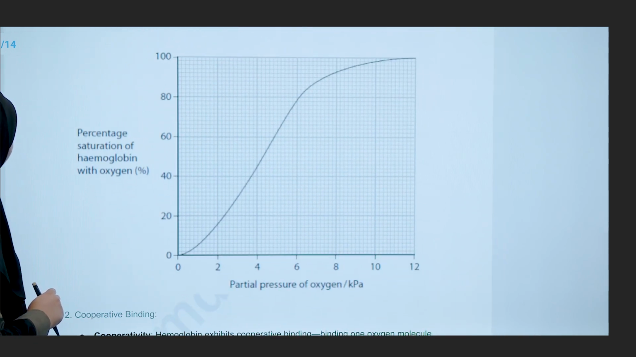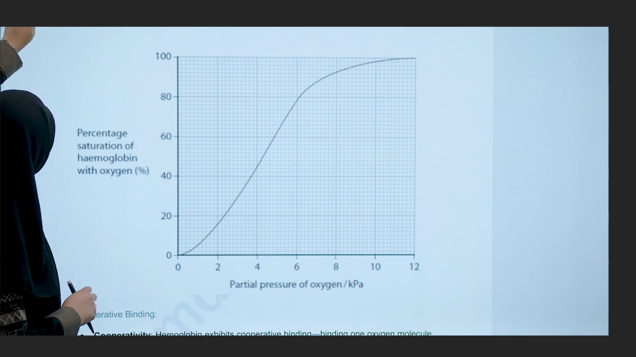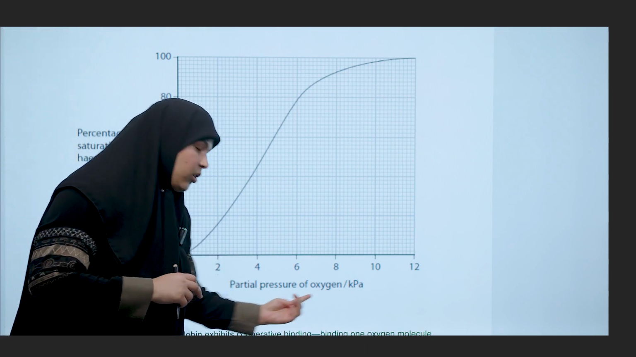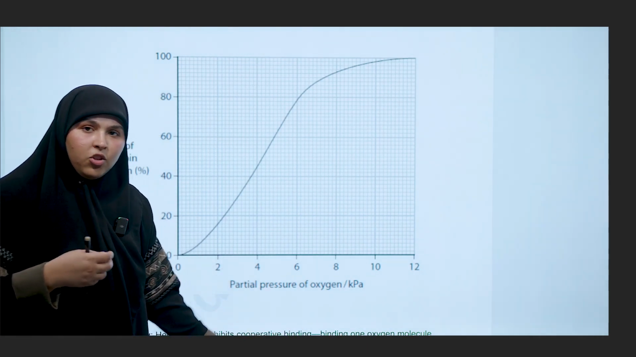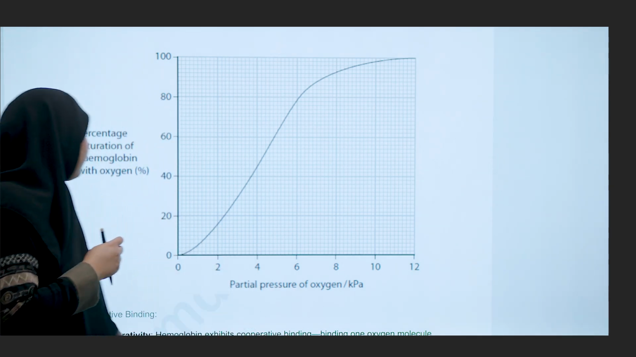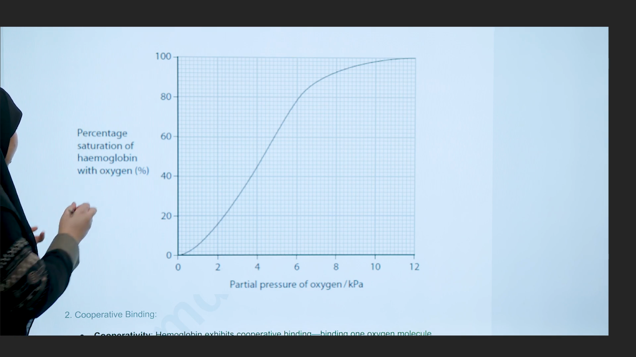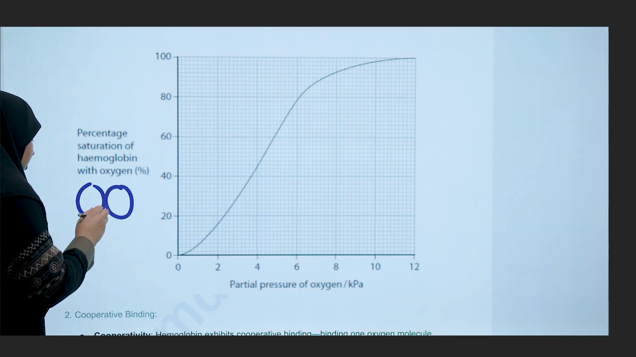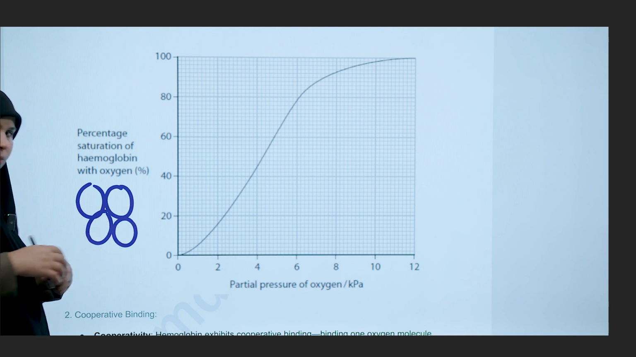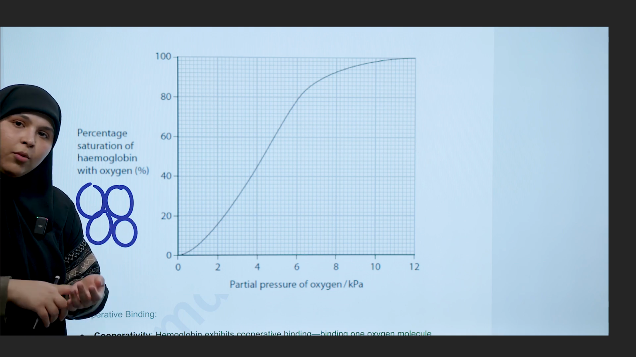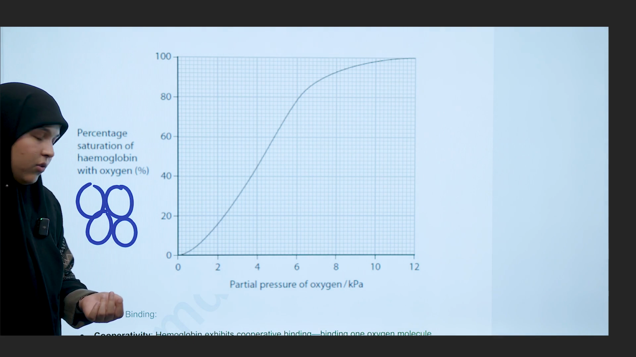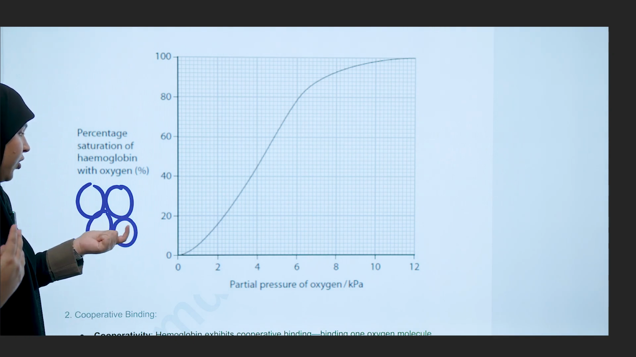So this is the graph. Here on the x-axis, we have the partial pressure of oxygen. And of course, you know that pressure is measured in pascals, so it's called kilopascals here. And the percentage saturation of hemoglobin with oxygen, the four sites again. Of course, you know that the red blood cells are filled with thousands of hemoglobin, and each hemoglobin combines with 4 oxygen. So this is just for simplification.